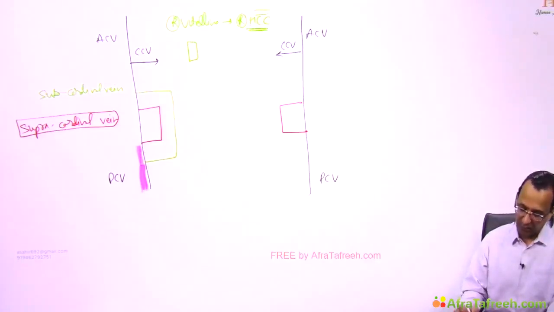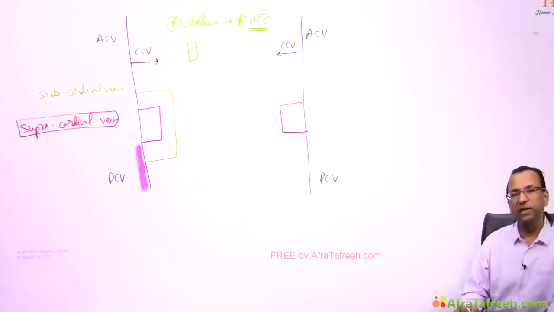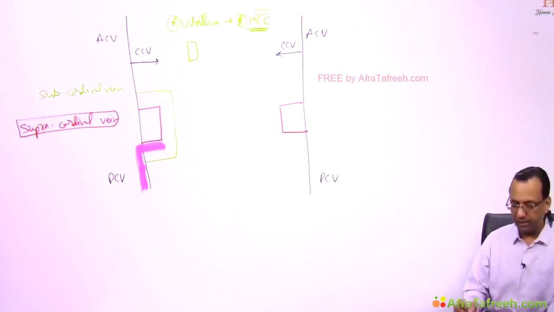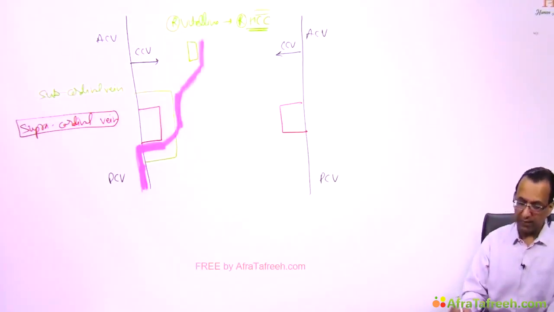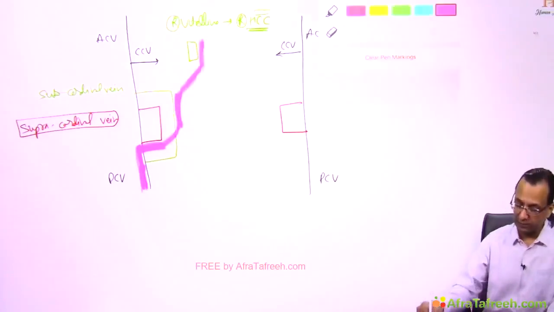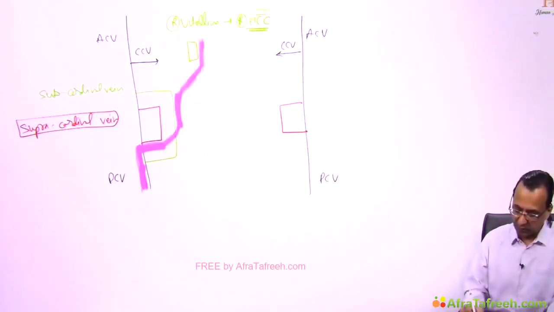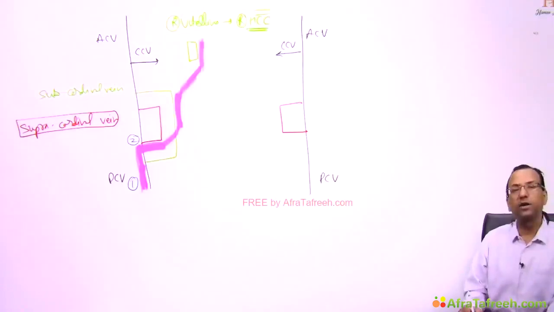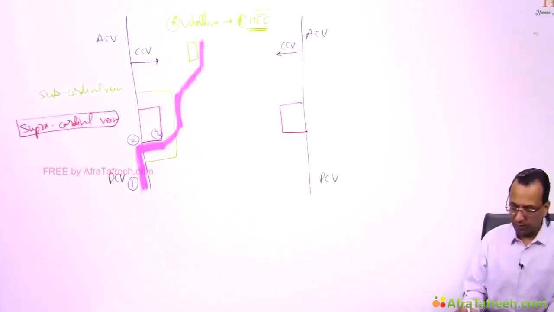See, first you have the posterior cardinal vein, then you have the supracardinal vein. And after that, there is the subcardinal vein. After that, there is the right vitelline vein. So this is all. Yes, you see. Number one, it is the posterior cardinal vein. And number two, it is the communication of the posterior cardinal vein with the supracardinal vein. And number three, it is the supracardinal vein. And number four is the anastomosis of the supracardinal with the subcardinal vein.